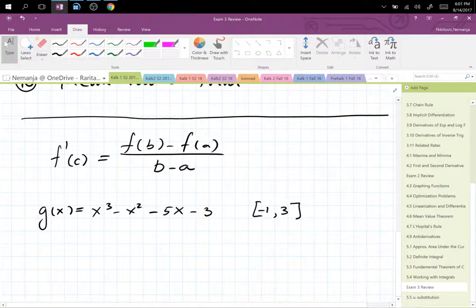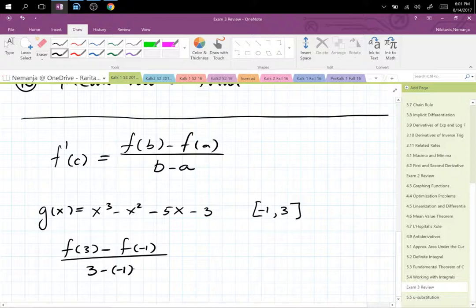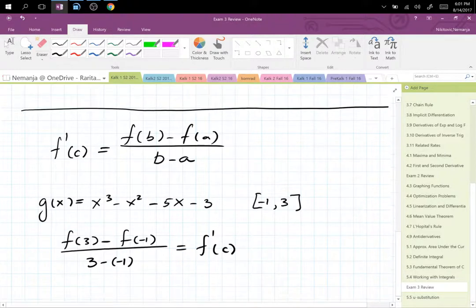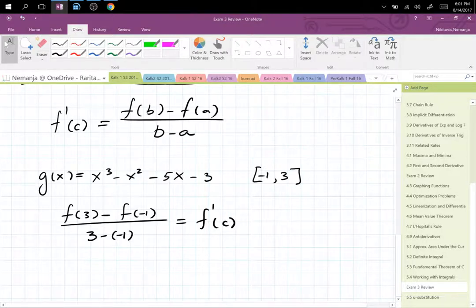So we have to calculate (f(3) - f(-1)) / (3 - (-1)), and that needs to be equal to the derivative at c. So we are going to find the c for which this holds. Now, is this continuous? Yes, it's a polynomial. Is it differentiable? Yes, it's a polynomial. So it's very easy for polynomials to claim all of those things.